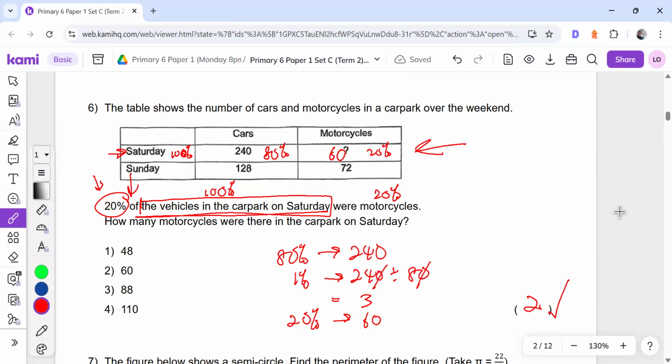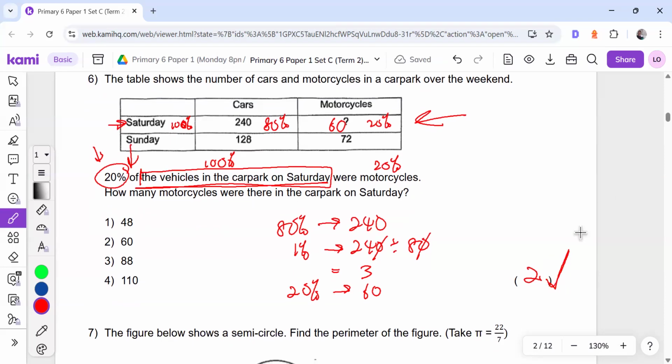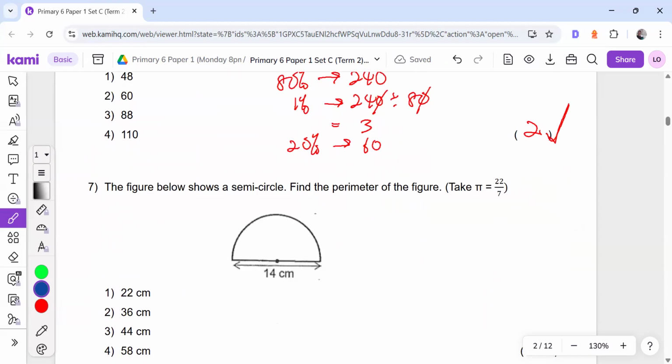So did anyone get it wrong? Okay, okay. If you see Mr. Ong make a mistake, then just tell me, because sometimes Mr. Ong may rarely make a mistake. Okay, otherwise that's how you get your answer number 2. So when you see percentage or fraction, what must you ask? You need to ask what are they talking about. So you look at what's behind the "of". Of the vehicles in the car park on Saturday, and that is your 100%. Okay? Okay, let's go on to the next one. Question number 7. And your answer is number 2.